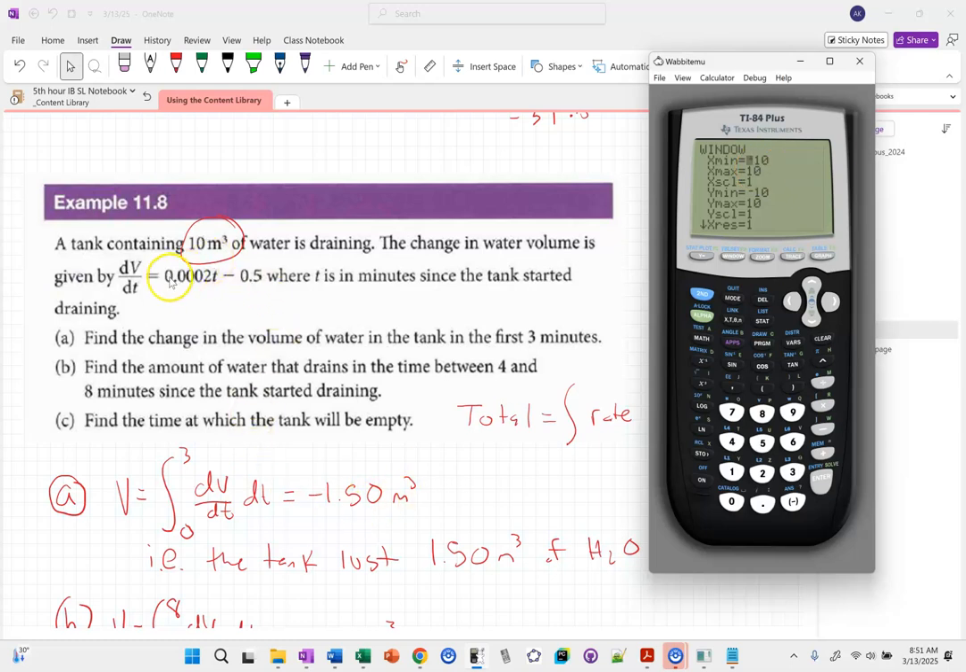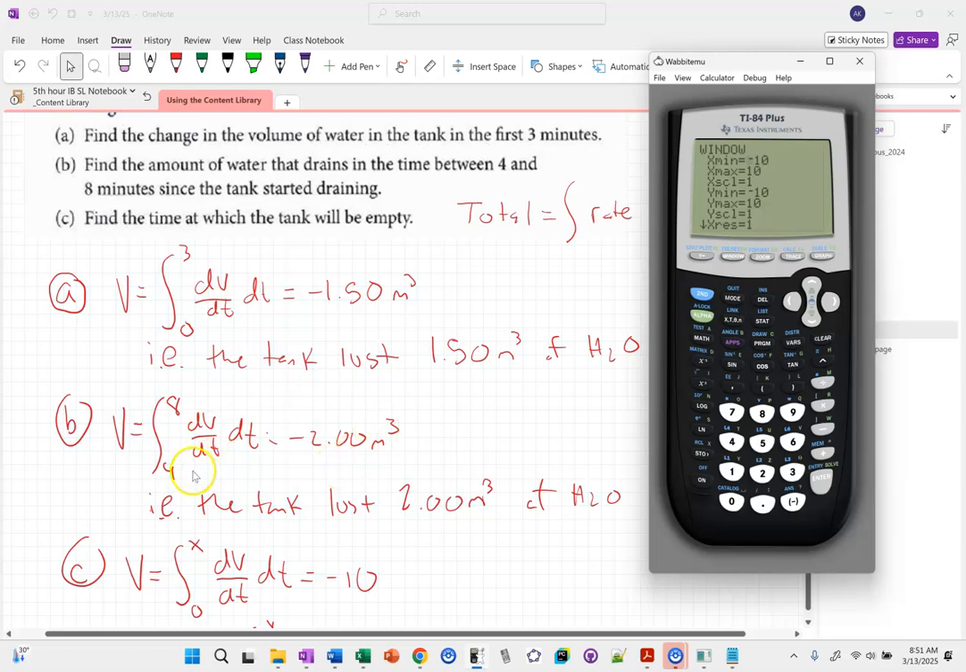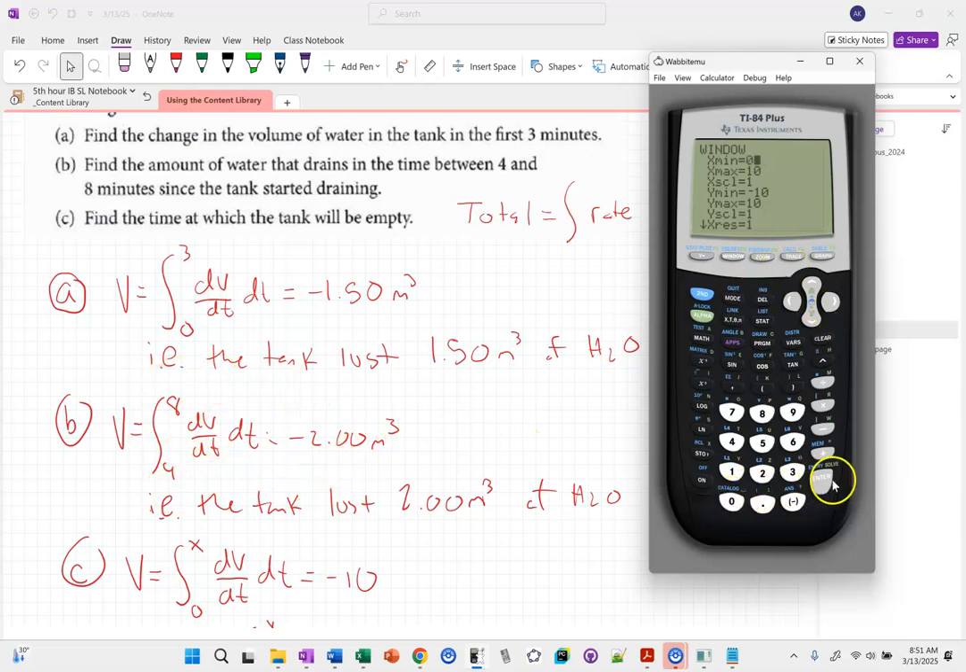So I know after 3 minutes, we lost 1.5 meters. Between 4 and 8 minutes, we lost another 2 meters. I don't know how long this thing's going to take to drain. I'm going to hope by like, I don't know, 25 minutes or so, the thing will be empty though. After 8, it's going to be almost half empty. So I think that's probably enough. Let's just hit graph.